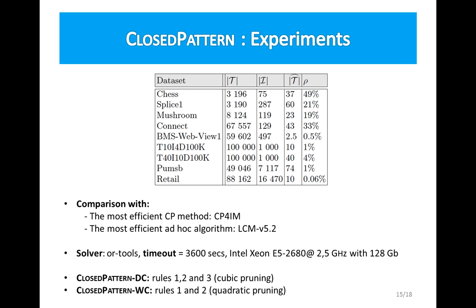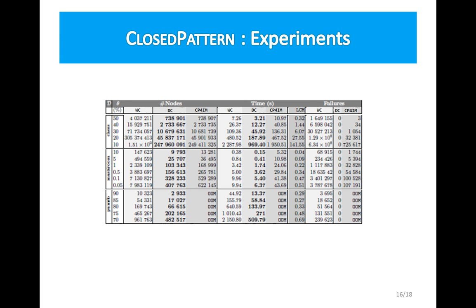Now I present some experiments on different datasets with different characteristics. We have compared our approach with the most efficient CP method, CP4IM, and the most efficient ad hoc algorithm, LCM. We have used the solver OR-tools, and we have implemented two variants of our global constraint. The first one ensures domain consistency with the three filtering rules, and the second one ensures a weaker consistency with rule 1 and rule 2.